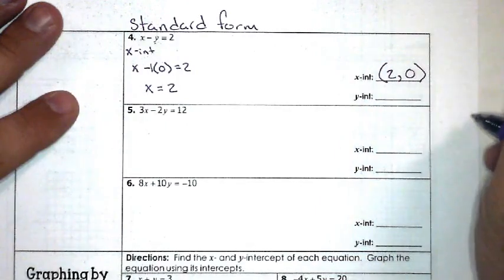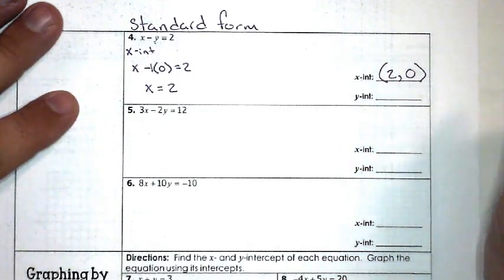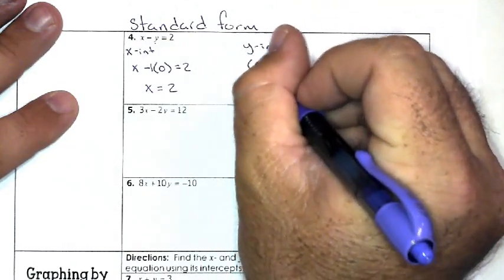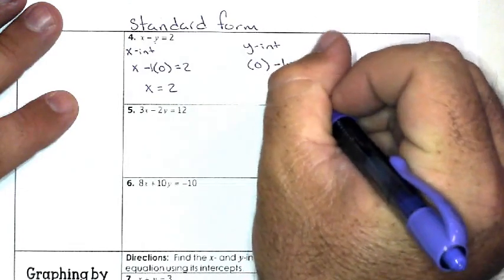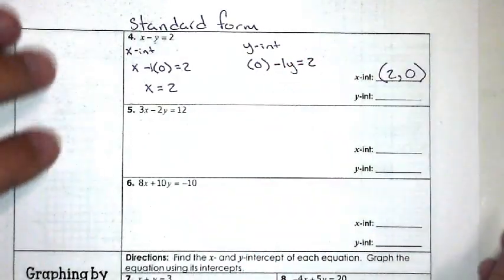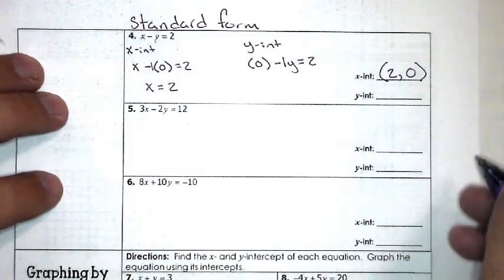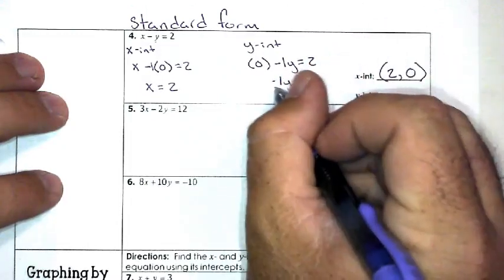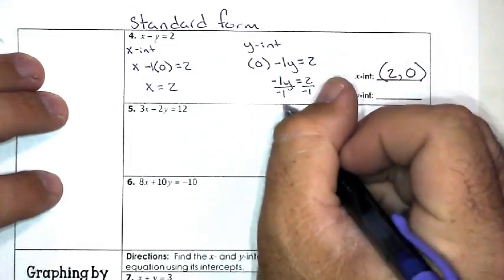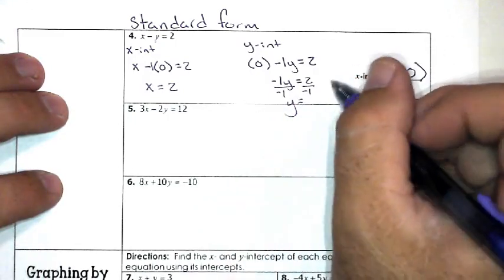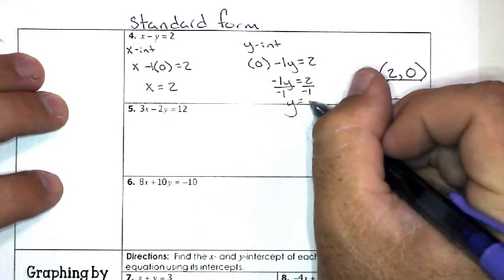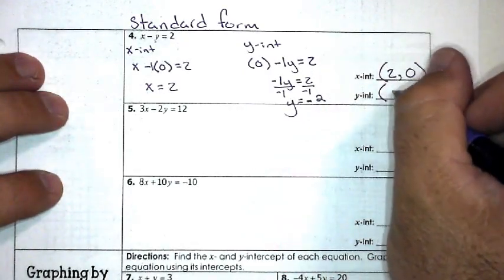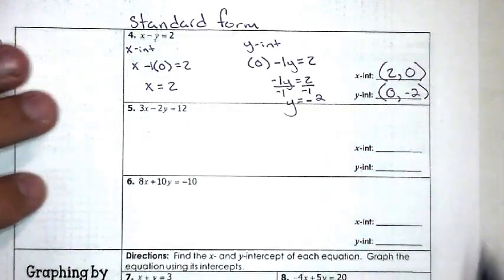Now for the y-intercept, same thing. Substitute 0 in for x this time, but I have a negative 1y over here because of the negative. Okay, that's 0, and I'm left with negative 1y equals 2. Divide by negative 1, divide by negative 1, to where y equals negative 2. So that's one way to write your answer. What's the other way? 0, negative 2.